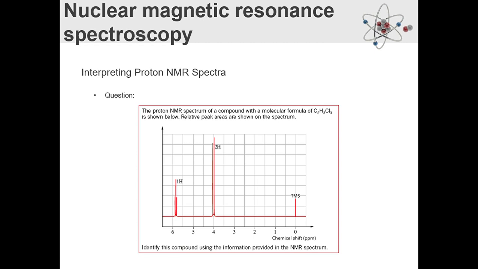Alright, here's another one. The proton NMR spectrum of a compound with molecular formula C2H3Cl3 is shown below. Relative peak areas are shown on the spectrum. Identify this compound using the information provided in the NMR spectrum. Alright, I'm going to pause it again to let you try and figure it out. Come back in 15 seconds if you want a hint.